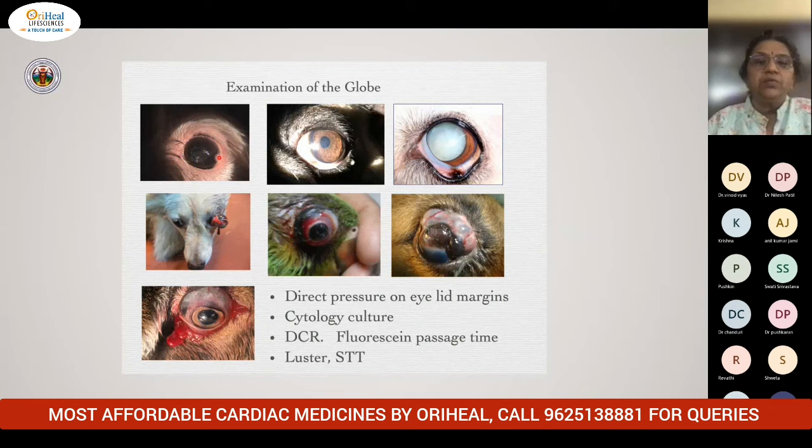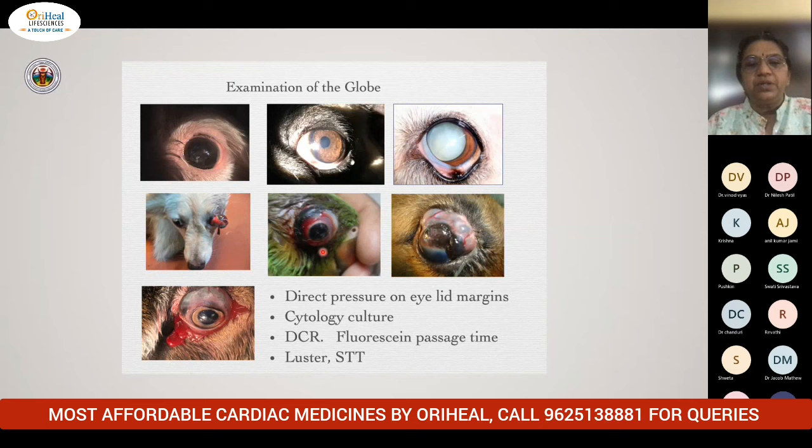So this is again the orbit globe relationship. Here, in the case of toy breeds, you won't be able to see the sclera. Here the animal has an affected lateral rectus muscle, so that is why the eye has moved towards the lateral side, and you are able to see the sclera on the medial side. And this is again in the center of the eye, so you can see the cataractous lens in the center. And here the globe has come out. So, proptosis of the globe.